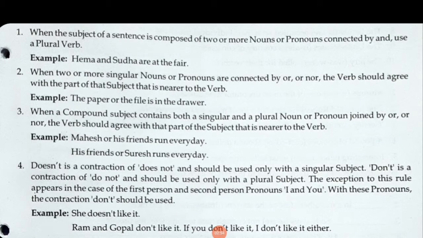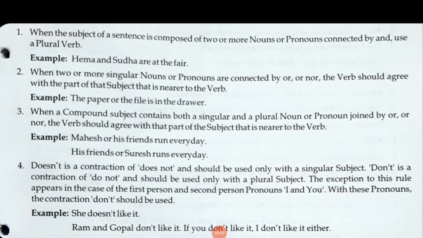For example, Mahesh or his friends run every day. In this sentence, Mahesh is singular and his friends is plural, but his friends is the subject which is nearer to the verb, so we will use verb according to his friends. In next sentence, his friends or Suresh runs every day. His friends is plural and Suresh is singular, and Suresh is nearer to the verb, so we use verb according to Suresh.